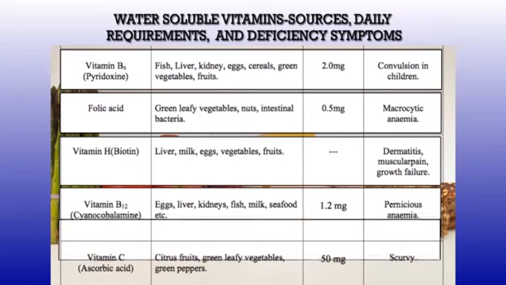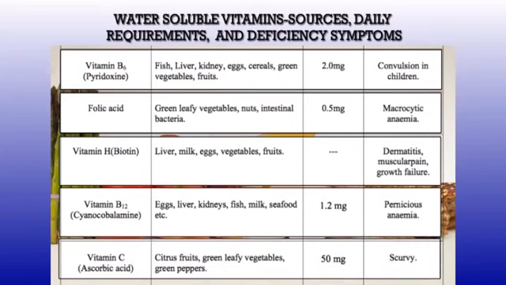Next vitamin, that is vitamin C, and the important sources are citrus fruits, green leafy vegetables, green peppers. And the daily requirement is 50 milligram. Its deficiency causes scurvy.